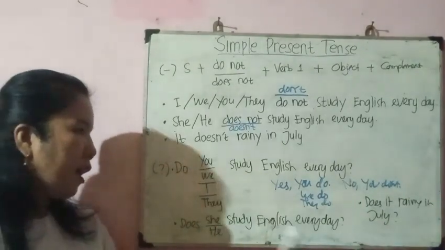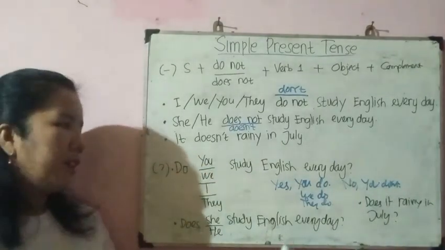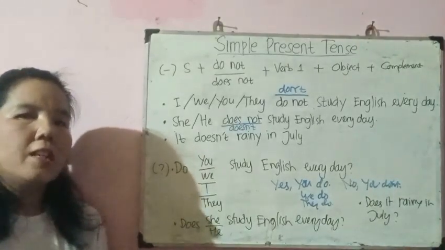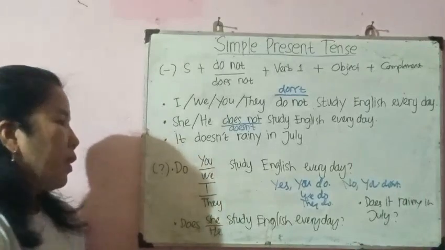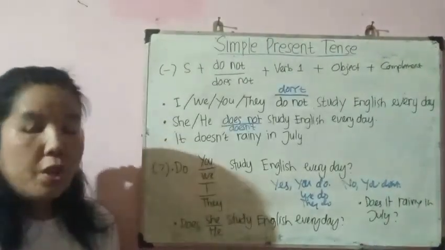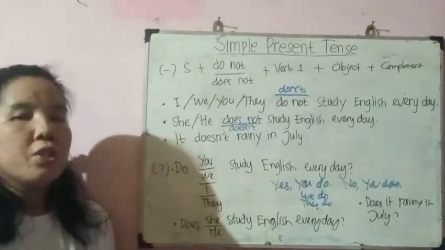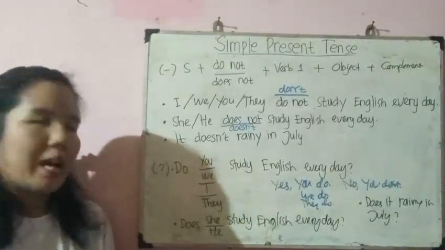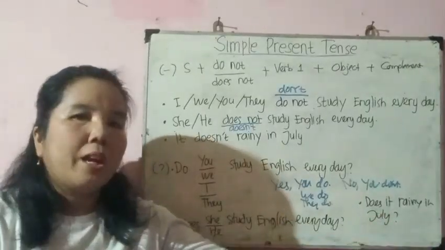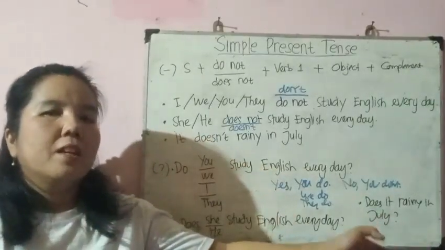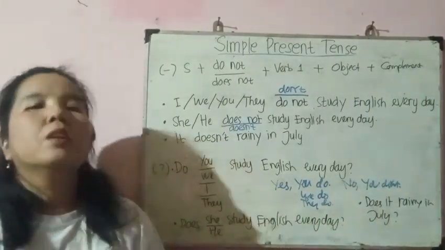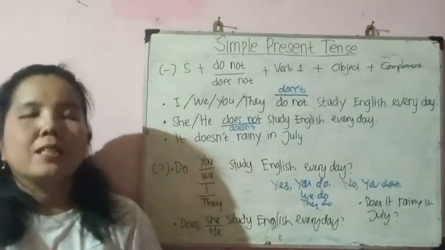Okay, next, we use does. Does she study English every day? Does he study English every day? The answer may be yes, maybe no. If the answer is yes, we say yes, she does. Yes, he does. If the answer is no, we say no, she doesn't. No, he doesn't. And next, does it rain in July? If the answer is yes, we say yes, it does. If the answer is no, we say no, it doesn't.